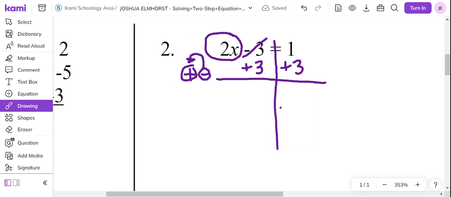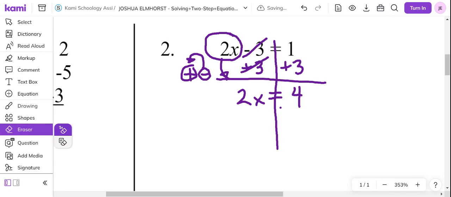So the -3 and +3 will cancel. And now we bring the variable term down to step 2. And on the right side, we had 1, then we added 3, so we end up with 4.